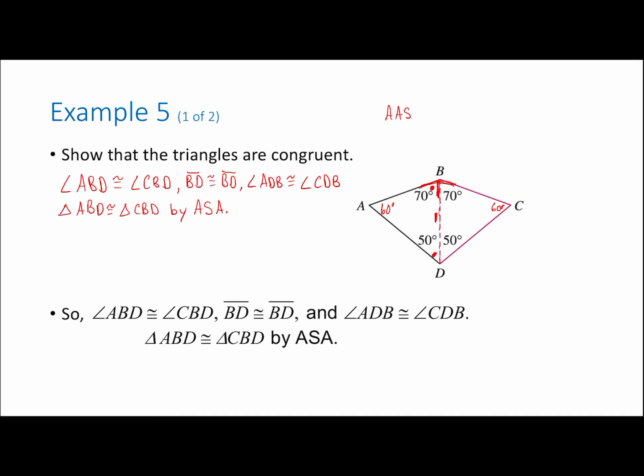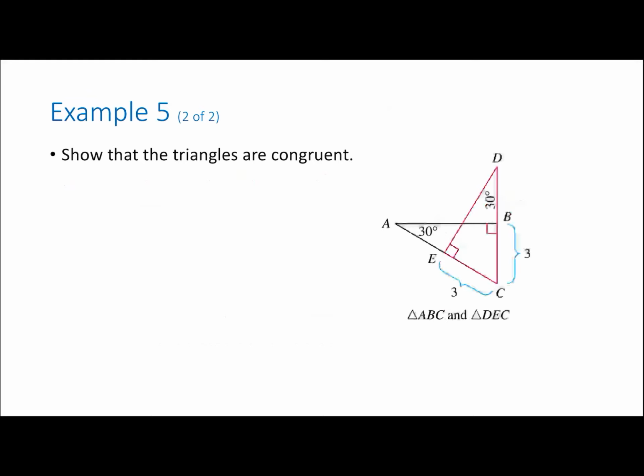So if you use the three that we used, the angle of 70 degrees, the angle of 50 degrees, and its included side, the one they share, then that has to be done by angle side angle. And so you can see that's the way we did it. We said angle ABD and angle CBD are congruent, BD is congruent to BD, and then ADB and CDB are also congruent. Again, if you have any questions about showing that congruency, please let me know.